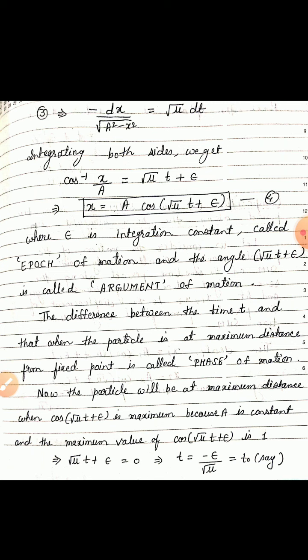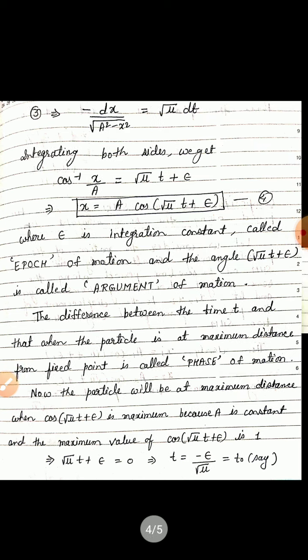The difference between the time t and that when the particle is at maximum distance from the fixed point is called the phase of motion. So now the particle will be at maximum distance when cos of root mu t plus epsilon is maximum because capital A is constant. And we know that the maximum value of cos of root mu t plus epsilon is 1. So under root mu t plus epsilon will be 0 as cos 0 degree is equal to 1. So this implies t is equal to minus epsilon by root mu, equal to t naught. Let it be t naught.